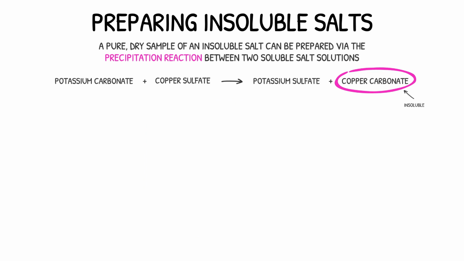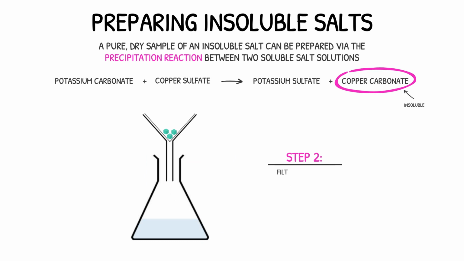The mixture is then separated using filtration. The mixture is poured through a filter funnel that has been lined with filter paper. The solid copper carbonate is trapped in the filter paper. We call this the residue. The potassium sulfate solution passes through the tiny holes in the filter paper and collects in the conical flask. We call this the filtrate.